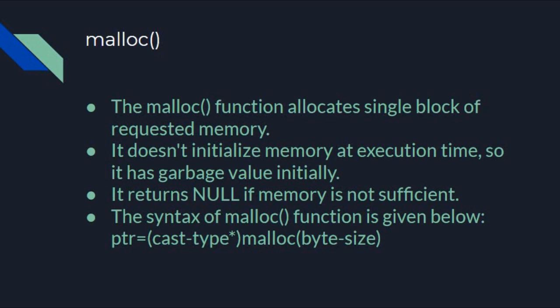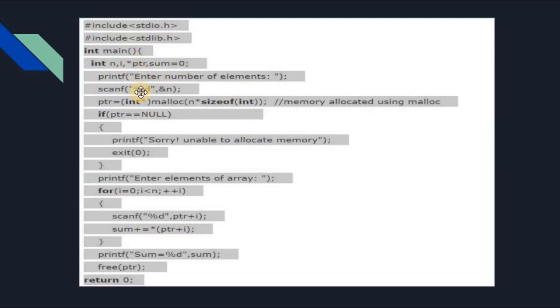The important point to be noted is that the malloc function does not initialize memory at execution time. So it may have garbage value initially. So it is better to initialize it to a null value. But if it returns a null, it means that the memory is not sufficient. Now, let's take a look at an example problem. As you can see in this program, we have initialized n, i and sum equal to 0 and also a pointer variable.